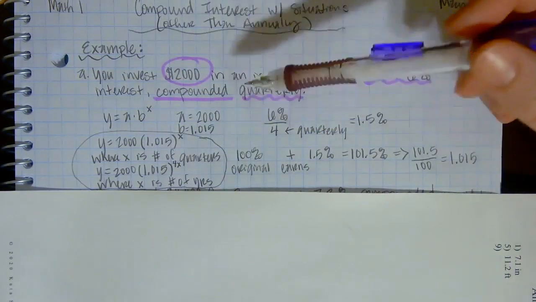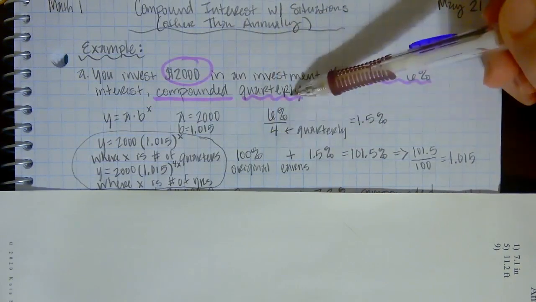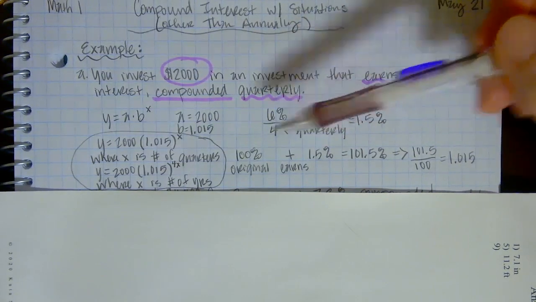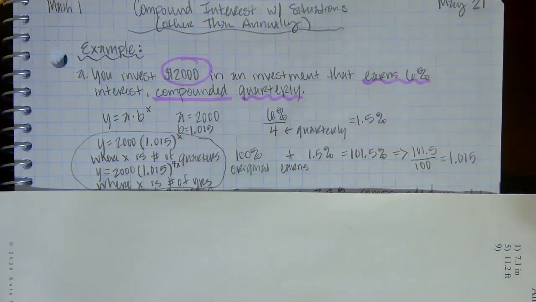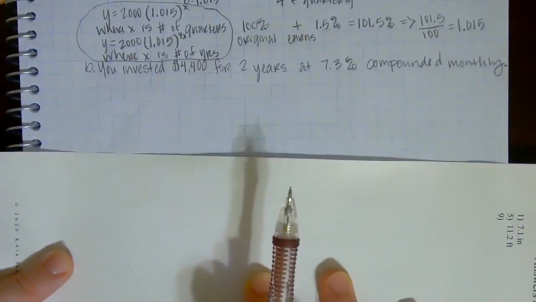Okay, so it's very similar to what we already did. The only difference now is splitting up that interest between however many pieces it has. So this one was quarterly, that's 4. And then paying attention to that exponent there. Okay, let's look at another example here.